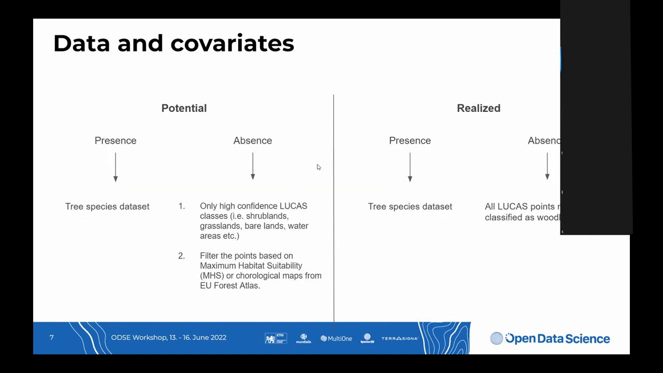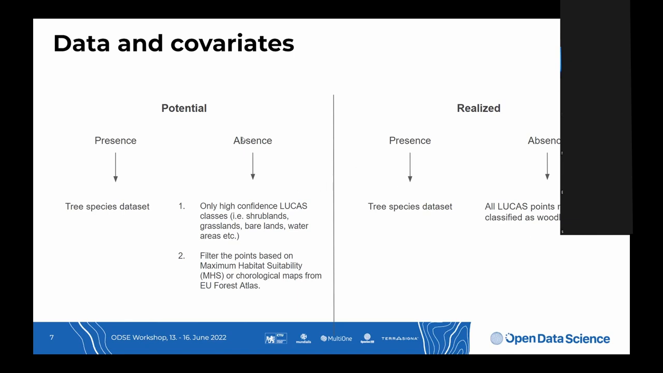There is, as I said, the difference between the potential and the realized distribution, and this comes not only in which predictor variables we are choosing for the modeling part, but also which training points we are going to use. So in this case, the presence data set, so the occurrence of the points, is mostly the same, while the absence data, which informs the model of all the areas where the species cannot occur, has a specific difference between the potential distribution and the realized distribution.